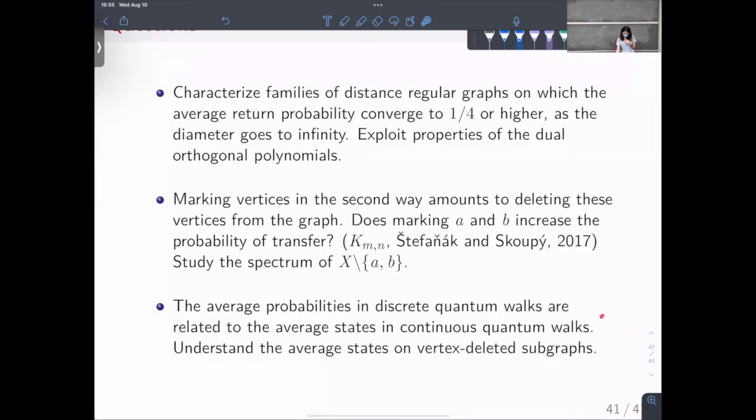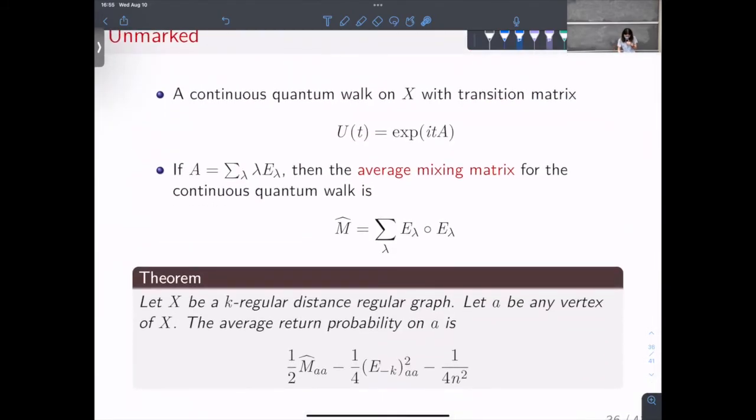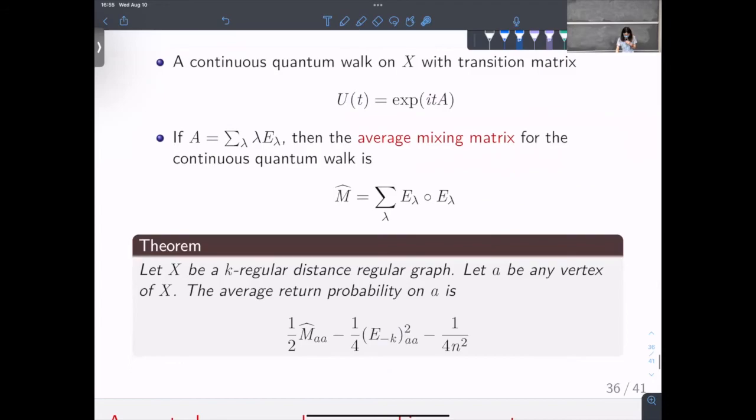Finally, this is something that I didn't have time to talk about, but the average probabilities of discrete quantum walks are actually related to average states of a continuous quantum walk. So back here, I have a formula for the unmarked case. If M hat is the average mixing matrix for the continuous quantum walk, then the average probability in the discrete quantum walk will be half of this diagonal entry minus something extra. So at the very best, you will get 1/2 probability of return.